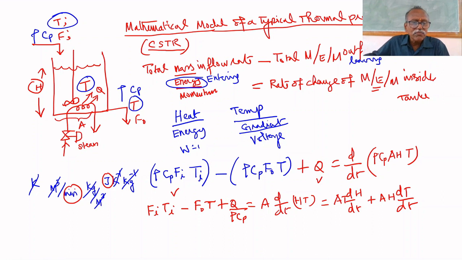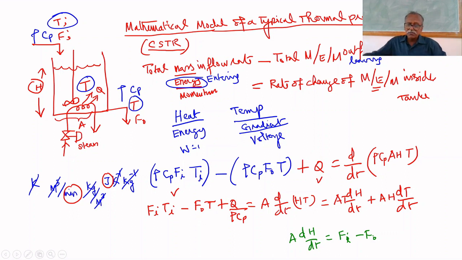But from the level process, we know that A dH by dt equals Fi minus F naught. This is the mathematical model of the level process. A dH by dt equals Fi minus F naught.